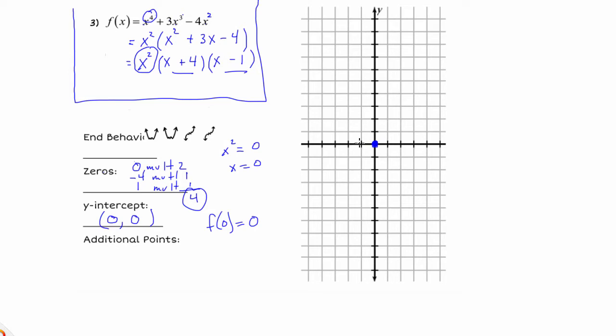All right, so let's plot these other zeros. We have -4, 1, 2, 3, 4, which is right here. And we have a 1, which is right there. All right, now let's say this is an x to the 4th, so this is similar to the last problem where we're going to be up here and up here. Okay, so it's going to be that end behavior. And we need some additional points.